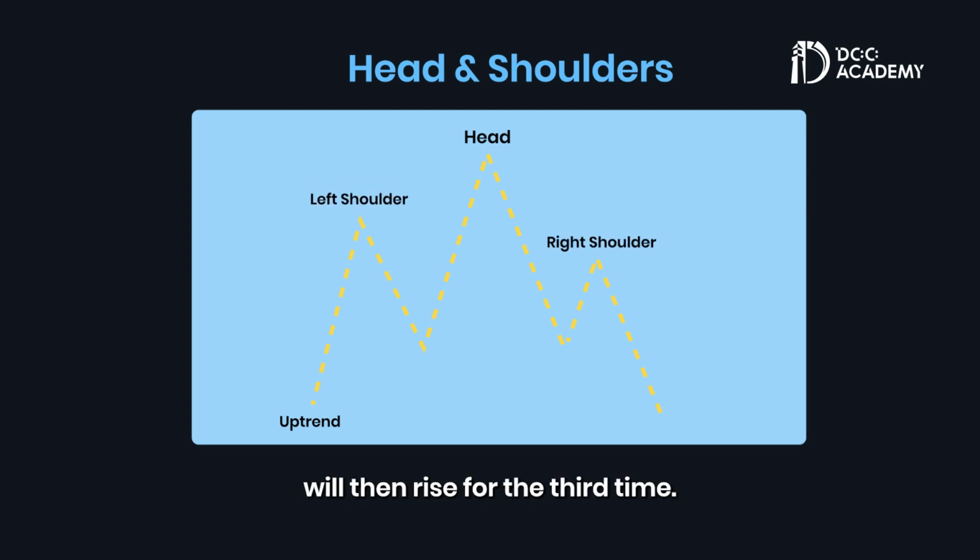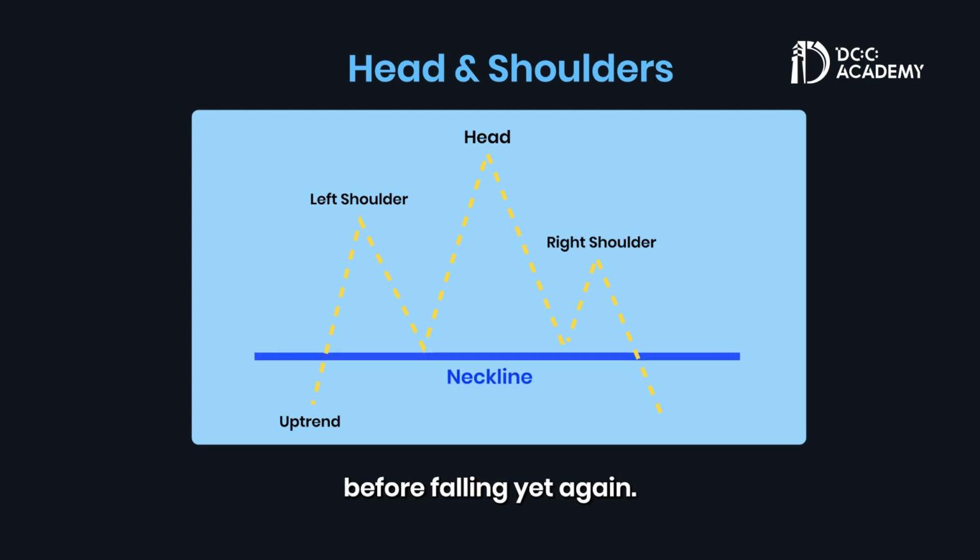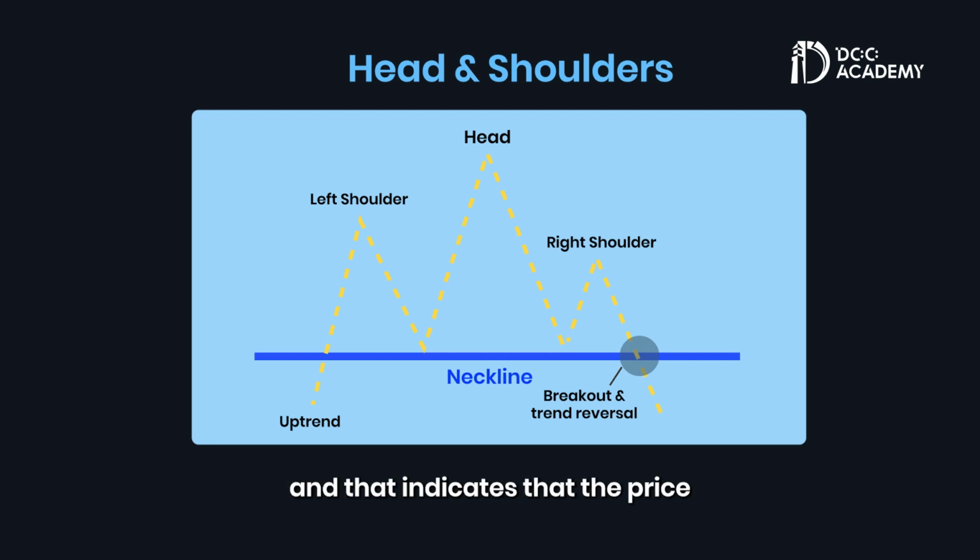The price will then rise for the third time, the right shoulder, lower than the first peak, before falling yet again. A neckline is then drawn, connecting the low points of the two troughs. If the price of the asset breaks below the neckline after the formation of the right shoulder, the pattern is considered to have formed, and it indicates that the price is most likely to fall further.